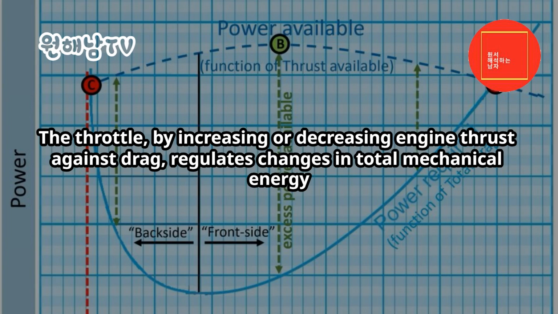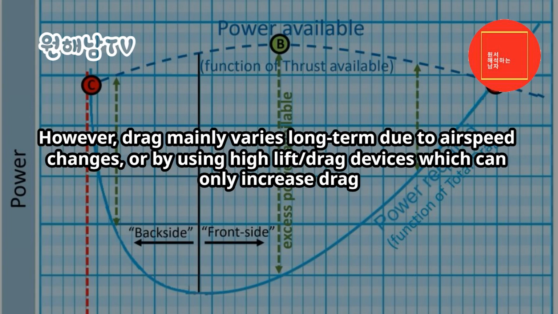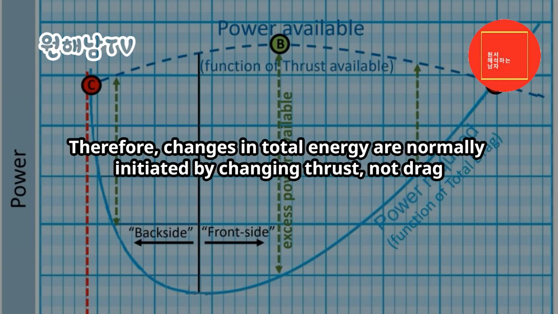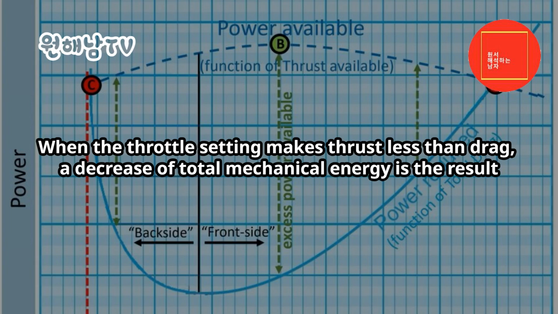The throttle, by increasing or decreasing engine thrust against drag, regulates changes in total mechanical energy. As illustrated above, changing total energy is a function of both thrust and drag, T − D. However, drag mainly varies long-term due to airspeed changes, or by using high-lift drag devices, which can only increase drag. Therefore, changes in total energy are normally initiated by changing thrust, not drag. When the throttle setting makes thrust greater than drag, an increase of total mechanical energy is the result. When the throttle setting makes thrust less than drag, a decrease of total mechanical energy is the result.